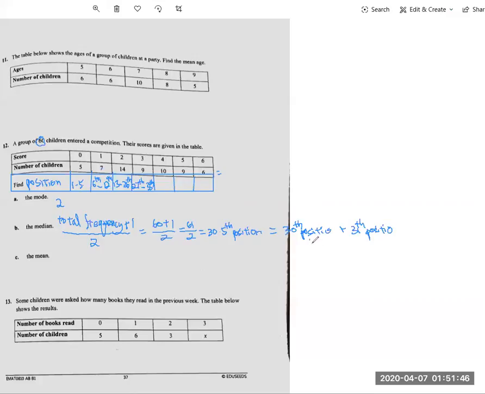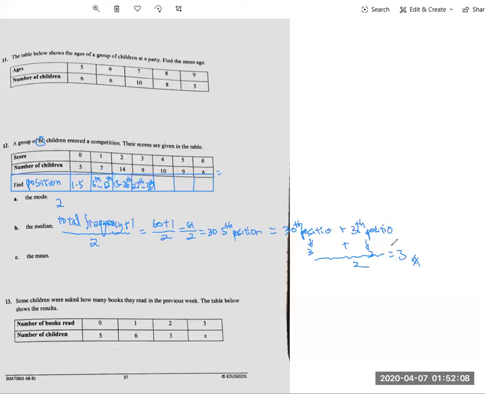So in other words, this is 3, this is also 3. And then you add together and divide by 2. That gives you 3. You get it? The value is 3. So in this case, if you ask what's the median, the median is 3.